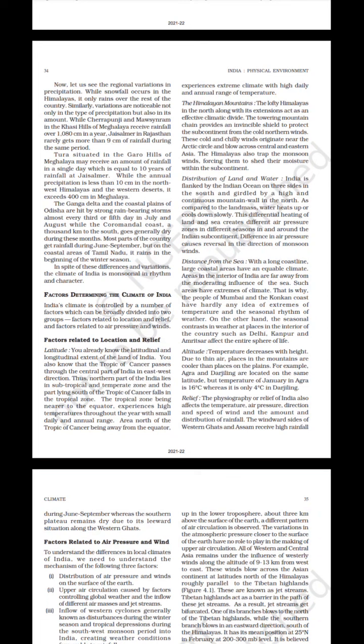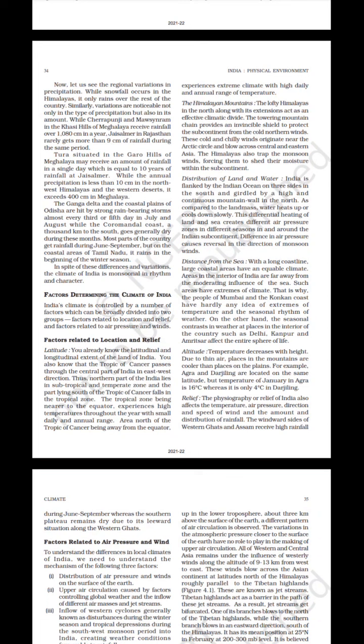Distribution of land and water. India is flanked by the Indian Ocean on three sides in the south and girdled by a high and continuous mountain wall in the north. As compared to the landmass, water heats up or cools down slowly. The differential heating of land and sea creates different air pressure zones in different seasons in and around the Indian subcontinent. Difference in air pressure causes reversal in the direction of monsoon winds.